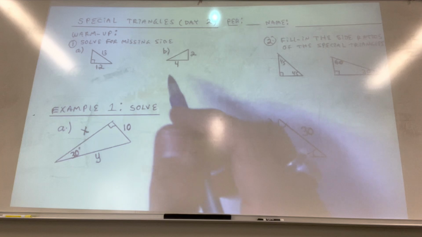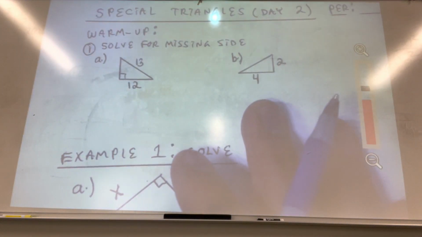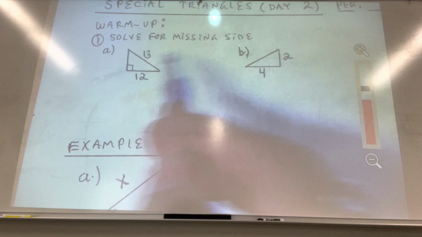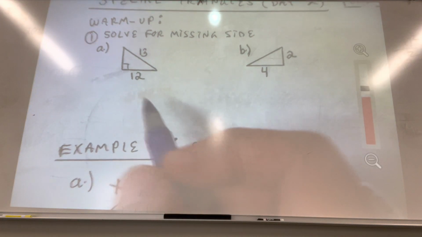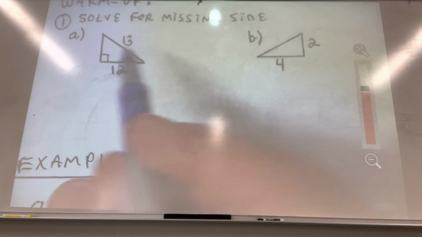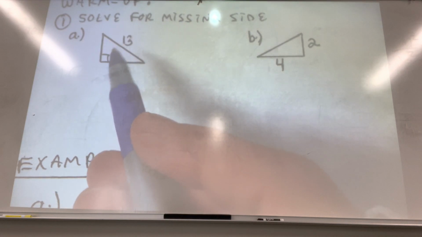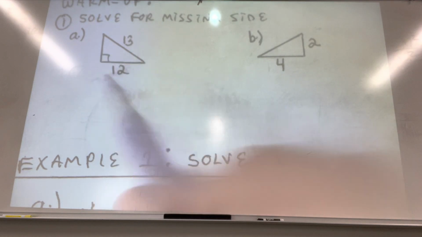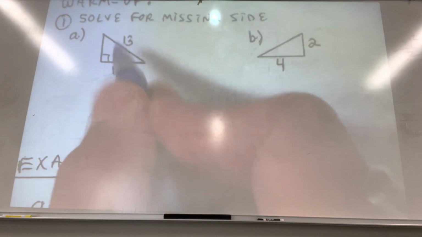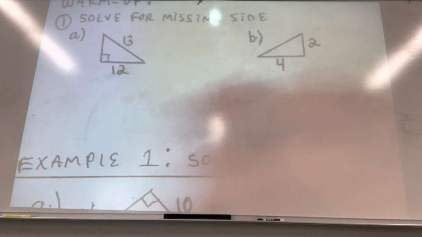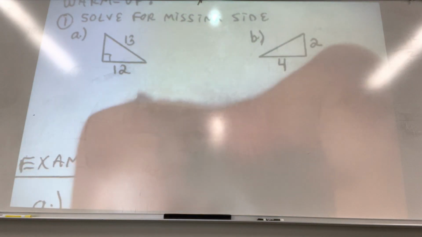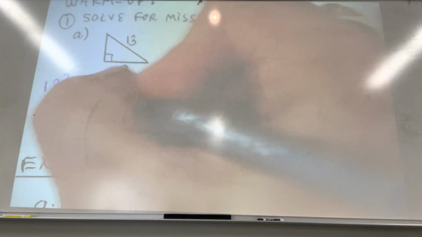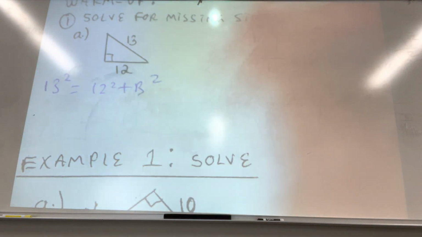All right. So the warm up here. Solving for a missing side. Guys, what theorem do we need to be able to solve these triangles? That's right. C squared equals A squared plus B squared. And on this one, are we missing the hypotenuse or a leg? A leg. So we're gonna go ahead and set it up, and let's go with Renee. What was your setup for this one? 13 squared equals 12 squared plus b squared. Yep. And then we go from there.